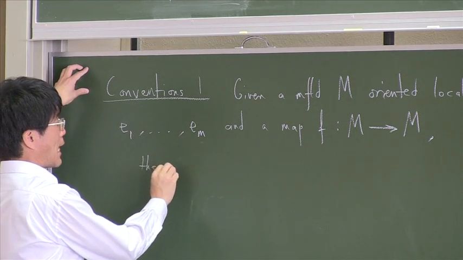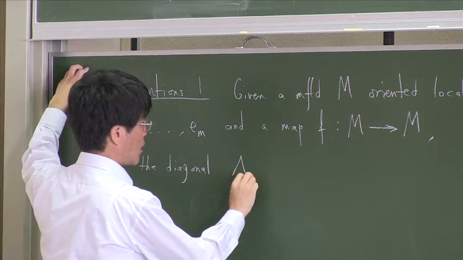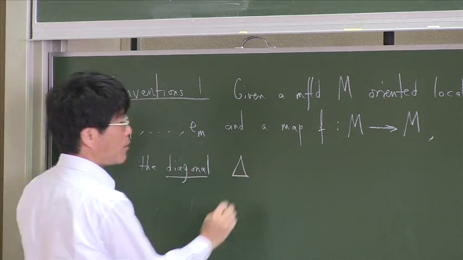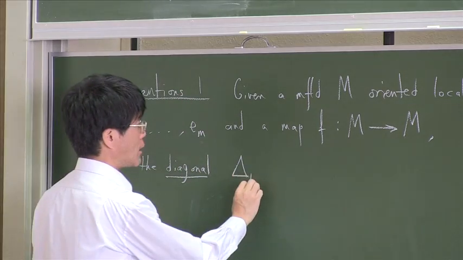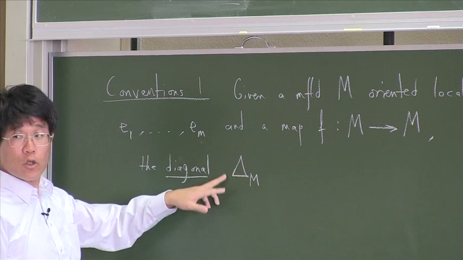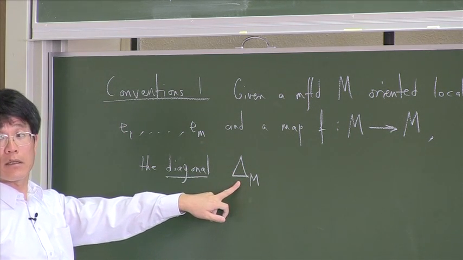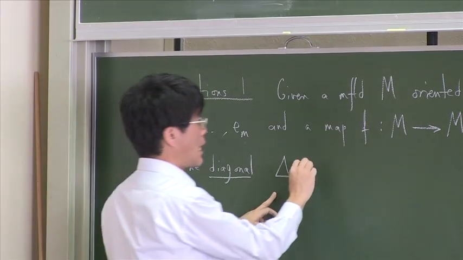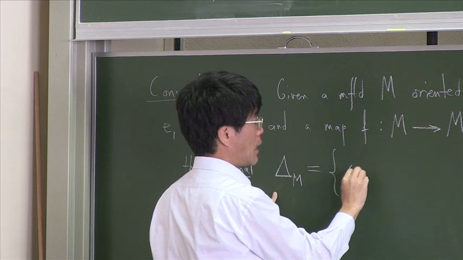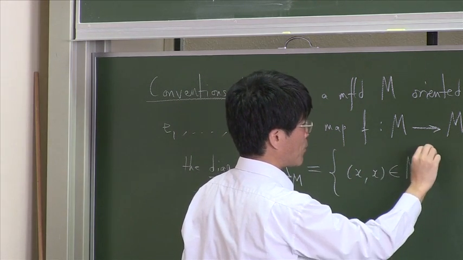First object is the diagonal. What do we mean by the diagonal when you have a manifold? We shall denote this diagonal by capital delta of M. Do you know this letter? So it's called the delta. You might have seen the lowercase delta, but this is the capital delta. And this is simply a set of this type.